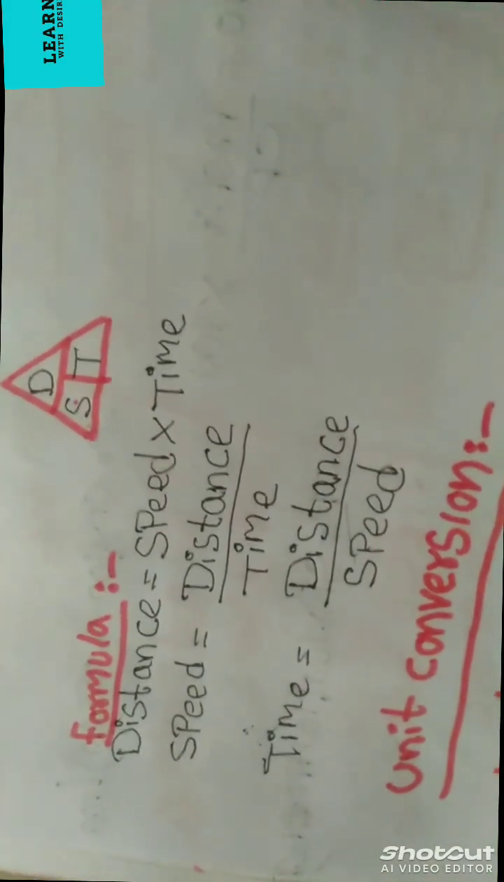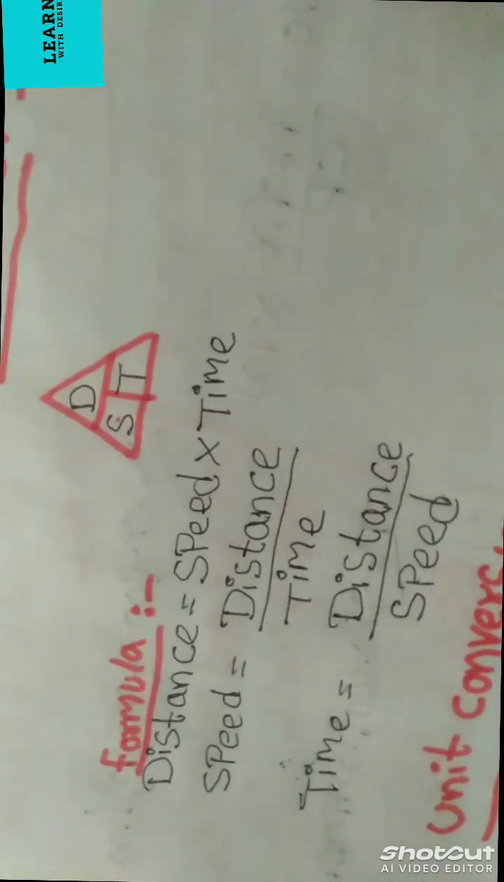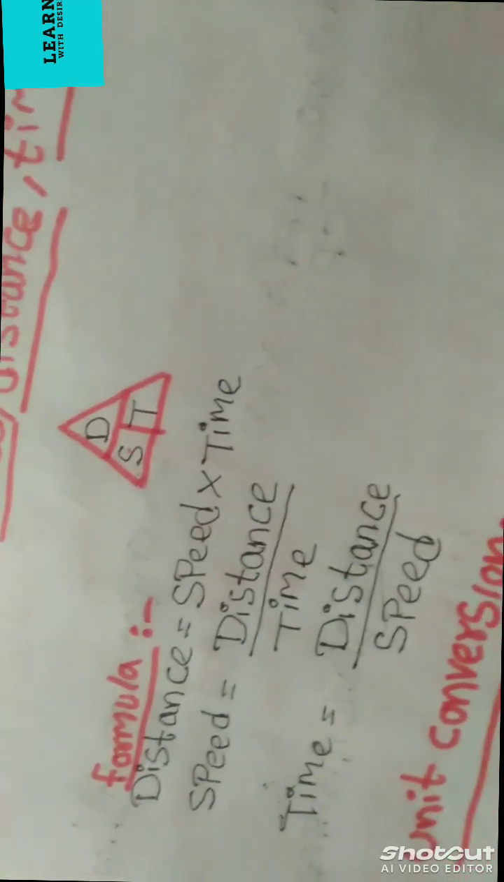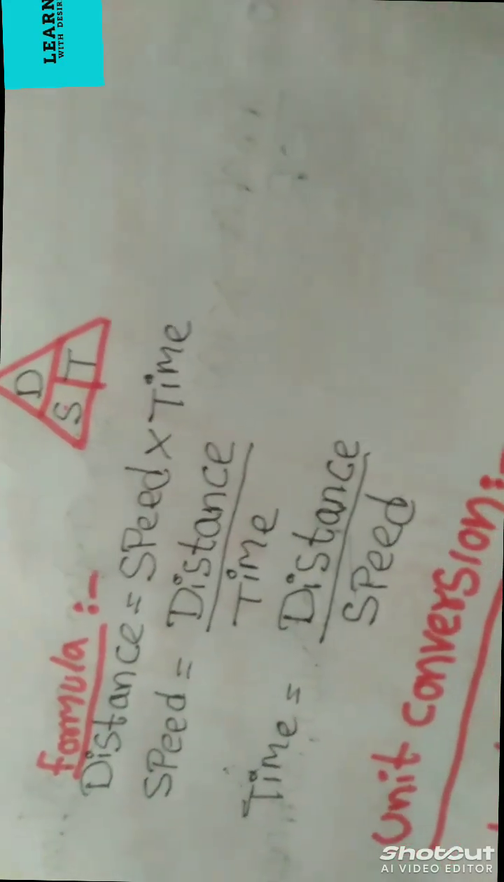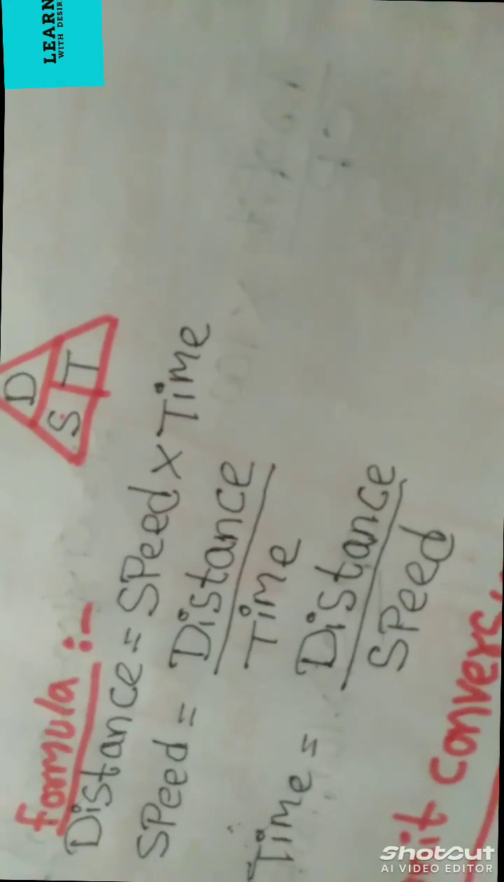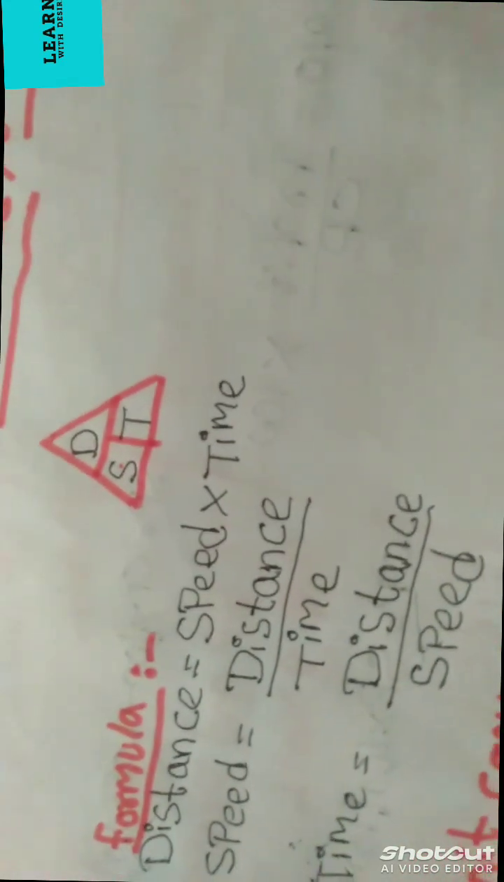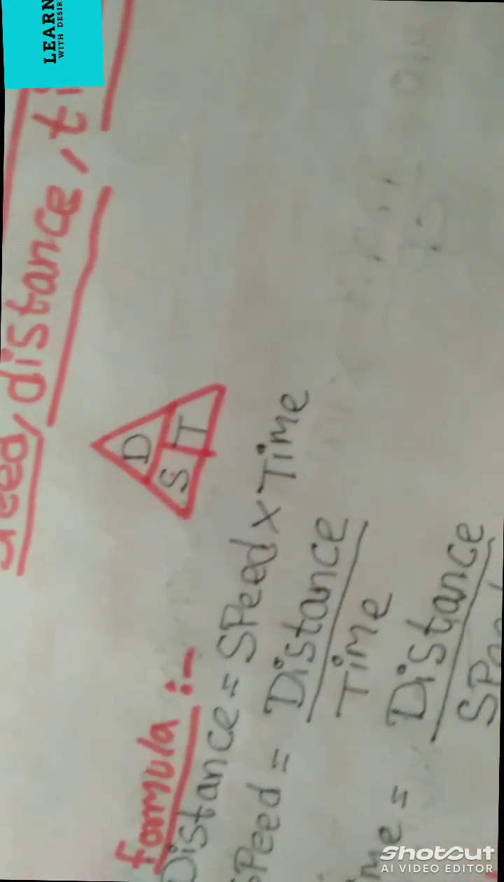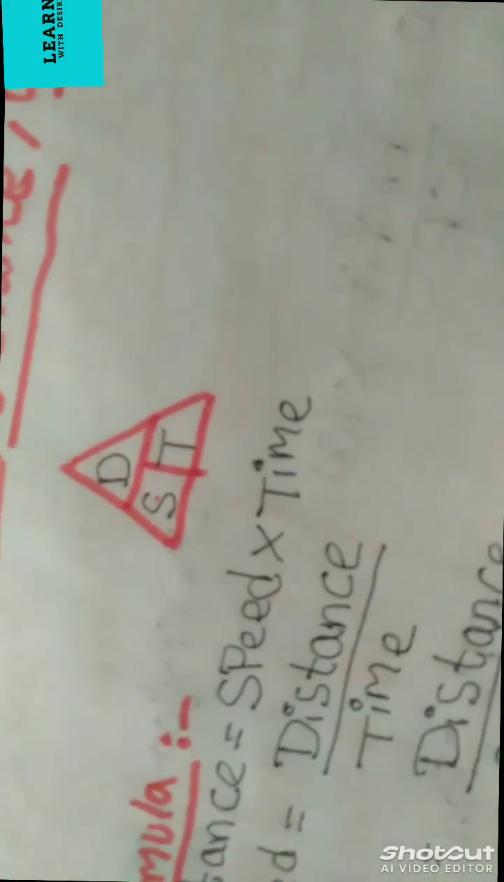For the distance formula, speed into time. For speed, distance by time, and for time, distance by speed. In this way you can easily memorize the formulas by practicing this triangle.